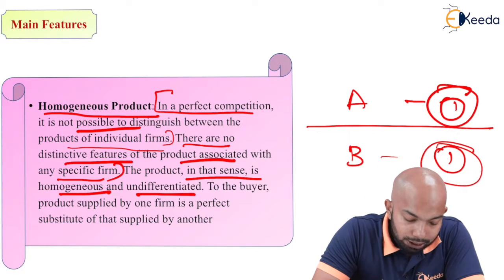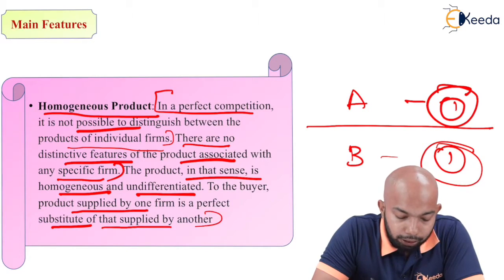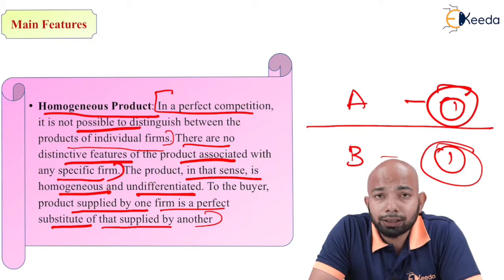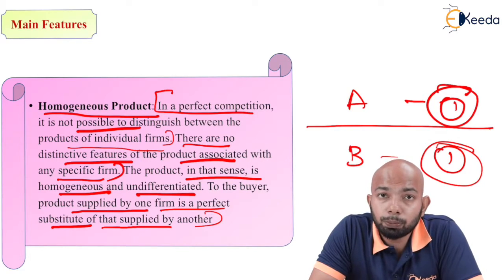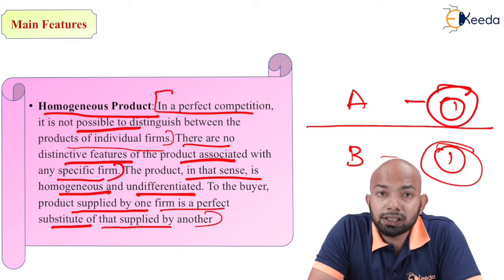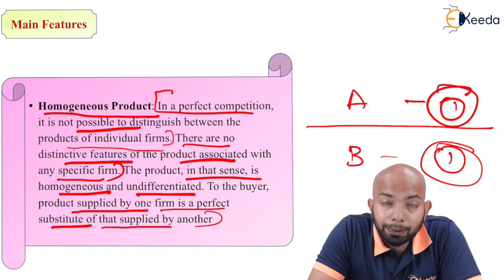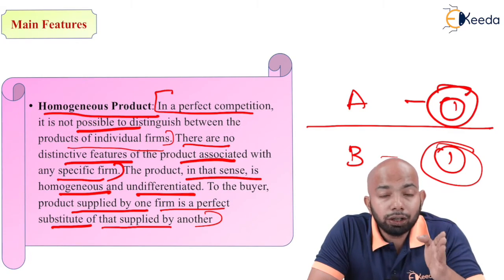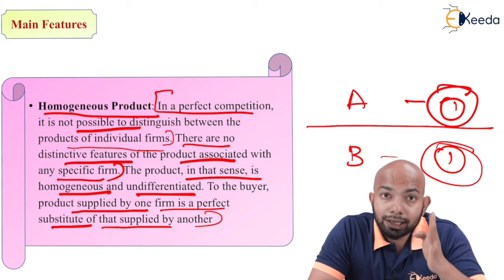To the buyer, the product supplied by one firm is a perfect substitute for that supplied by another. To any buyer, specifically any person who is going to purchase that product, it is a perfect substitute. It is one complete substitute itself. You cannot even say that it is a close substitute. It is a perfect substitute.